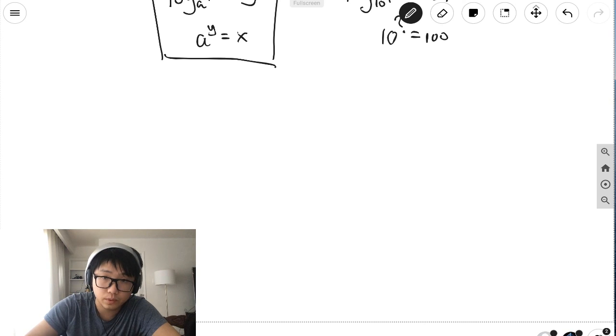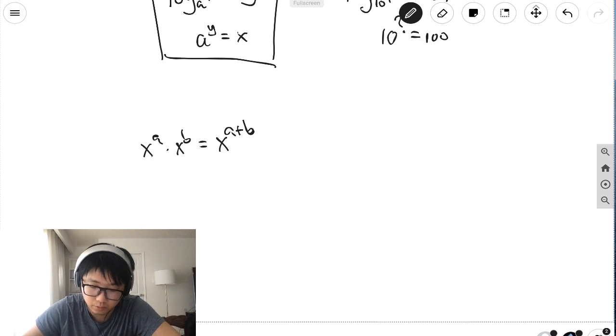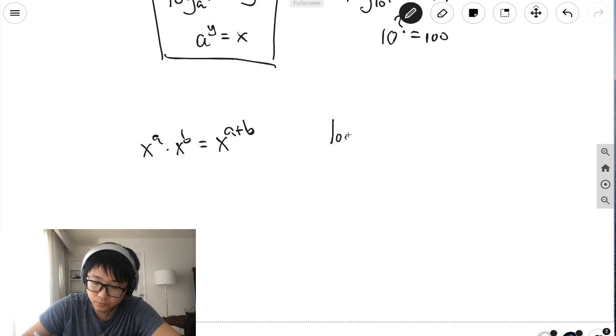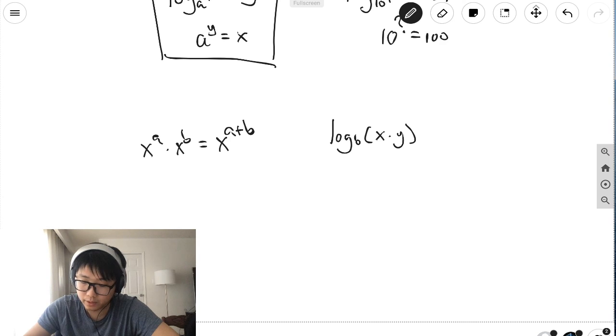So check this out. When you have x to the power of a times x to the power of b, you must know this already. It's adding them together, right? And log is going to have its own equivalency. Actually, I'll just give you a totally different set. So log base b of x times something. If I have x times b, that's the same thing as saying log base b.